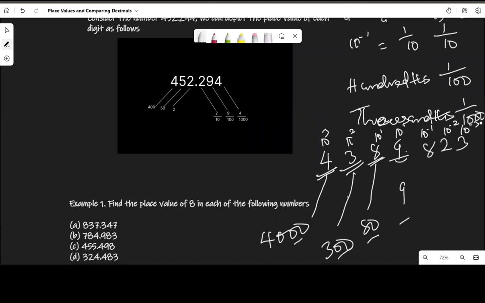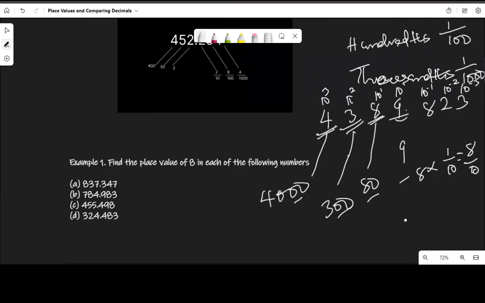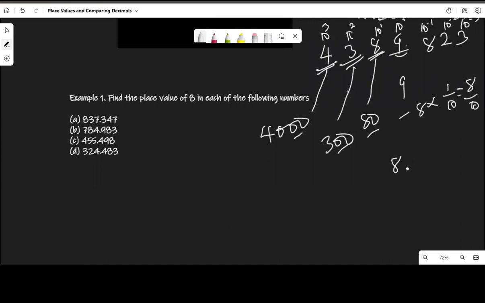4389. What about this decimal number? How do we express that in terms of their place value? Remember that 10 to the power of negative 1 is 1 over 10. So this 8 now times 1 over 10 is 8 over 10. And that we can write as 8 tenths, with th at the end.